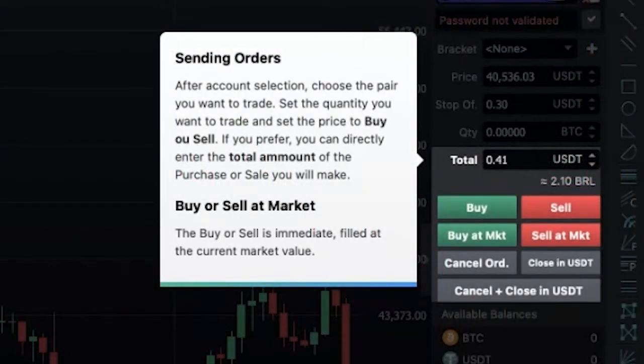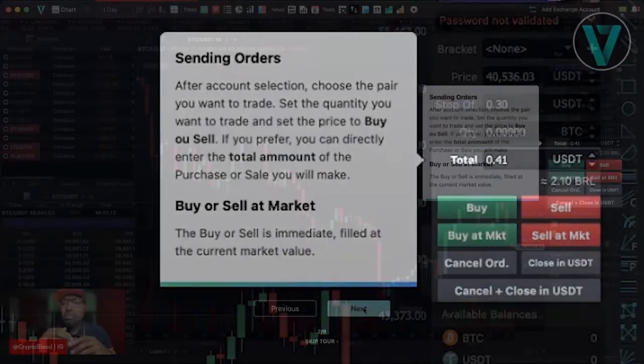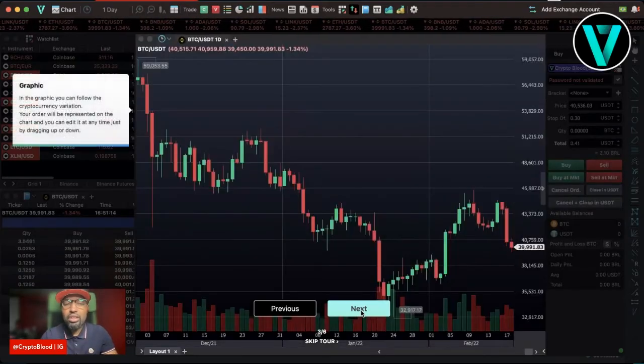You can do a market order if you want, a buy or sell market order. You can do a market limit order. That's right above there, and many other options there for you, all at your fingertips.